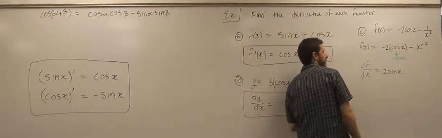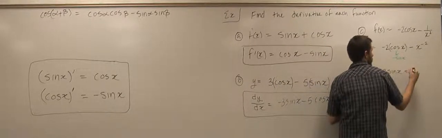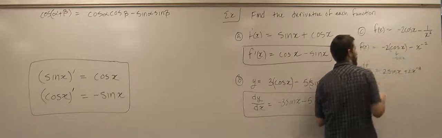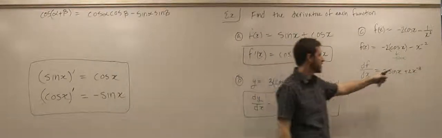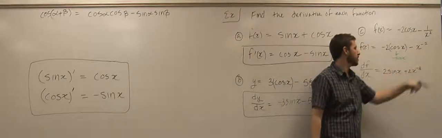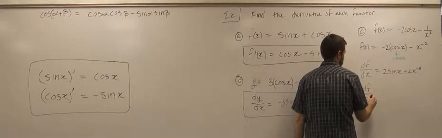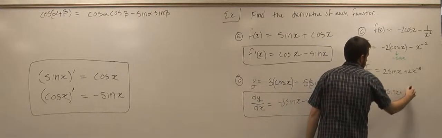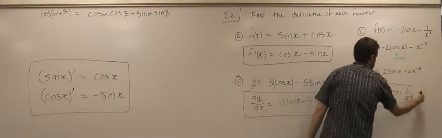Then you have to do this other derivative. The power rule says you bring the exponent down in front, and then subtract 1 from the exponent, so it becomes x to the negative 3. So 2 sine x plus 2 over x cubed if you get rid of your negative exponent.